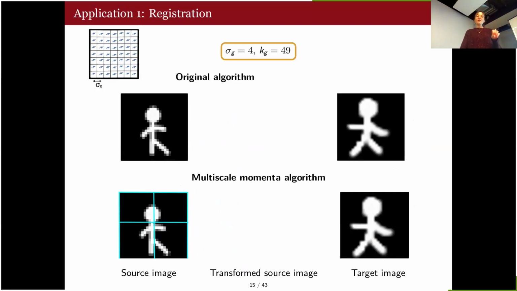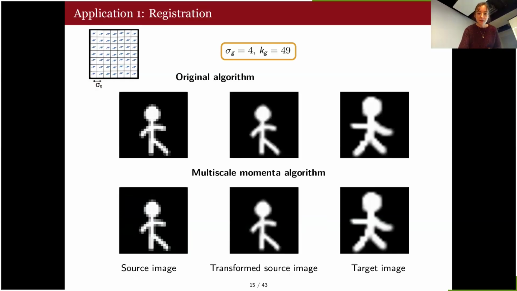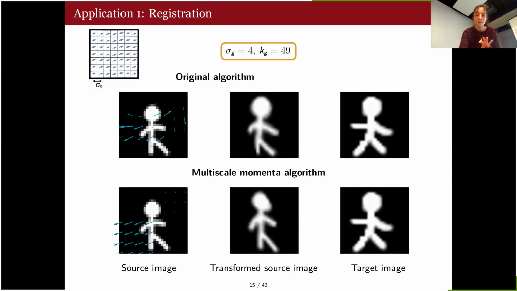So on the left, you have a source image that we want to register to a target image using a RKHS kernel of size 4. And so we have compared how the original algorithm works compared to the multiscale momenta algorithm. So here we go. In the middle, you can see the transformed source image. Here we are at the second coarsest scale. And you can see that the original algorithm estimates from the very beginning velocity fields that are composed of quite high frequencies, whereas the multiscale momenta algorithm is, for the moment, only composed of smooth vector fields.